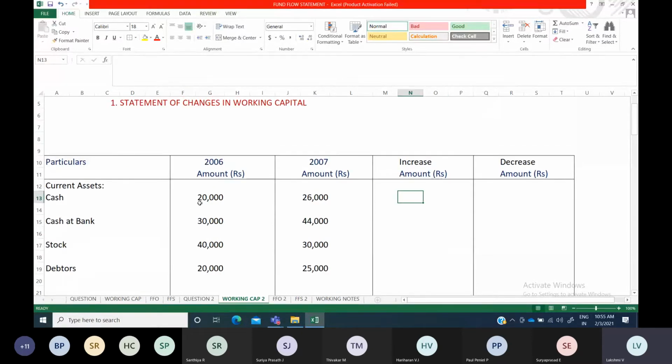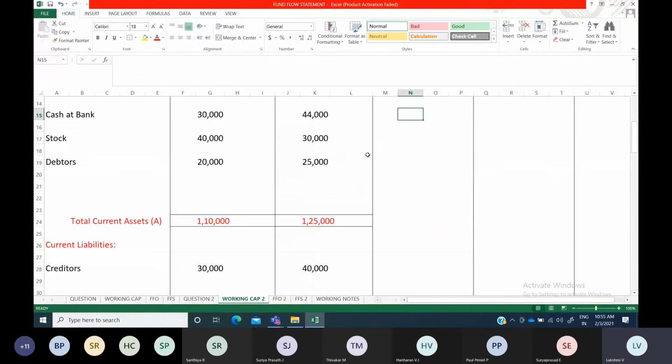Okay. So 20,000, 26,000, this has got increased. To how much extent? 6,000. You have to find out only the difference actually. So difference you have to find out and just think about either to show in increase column or decrease column. Now it has got increased. So current assets, if you see, increase in current asset increases working capital. So you have to show here. So you just put a dash or nil like that. You just show that in that way.